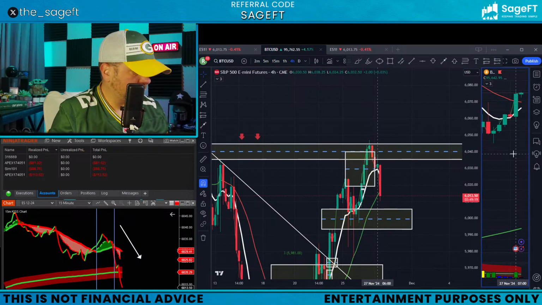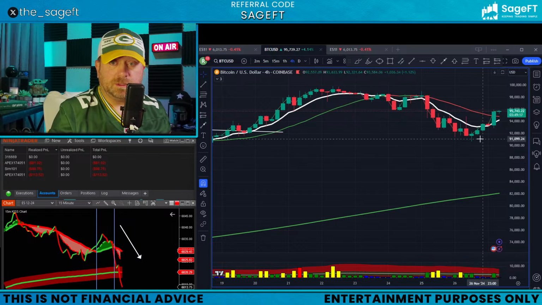Bitcoin's trying to make a nice little run here. Does it meet the high trend line and get whacked?